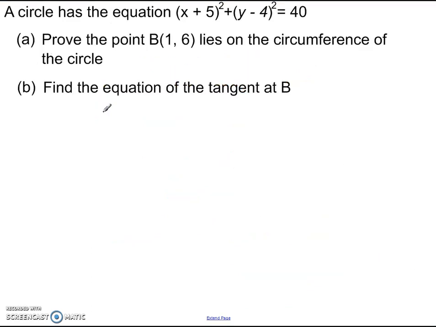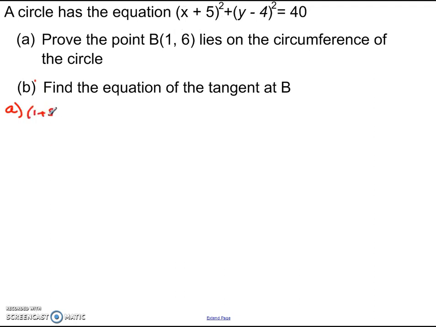So a second example for you now. Imagine I've got a circle with the equation (x plus 5) squared plus (y minus 4) squared equals 40. First part, I want to prove the point B at (1, 6) lies on the circumference of the circle. Then I want to find the equation of the tangent at the point B. So for part a, I know if it lies on the circumference, if I substitute it into here, I'll get 40. So let's substitute it in and see.